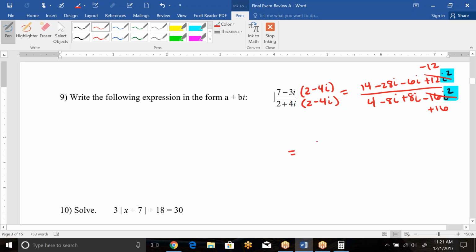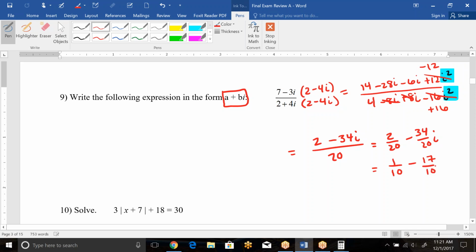So on top, I have 14 minus 12, which is 2. Negative 28i minus 6i is negative 34i. On the bottom, these 2 middle terms cancel, and this is just 4 plus 16, which is 20. We need to write our answer in a plus bi format, which means we split it and reduce. So 2 over 20 minus 34 over 20i. And if we reduce those fractions, that's 1/10 minus 17 over 10i. And that would be our answer. So that's the end of the part 1 video.